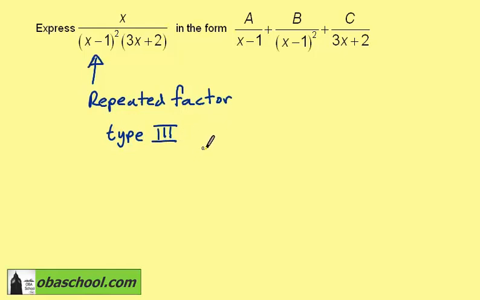This identifies this type of partial fraction as a type 3. The (x minus 1) all squared is dealt with by these first two terms. So we deal with the (x minus 1) squared in the denominator by putting a over (x minus 1) plus b over (x minus 1) all squared. The linear factor is dealt with in the normal way.